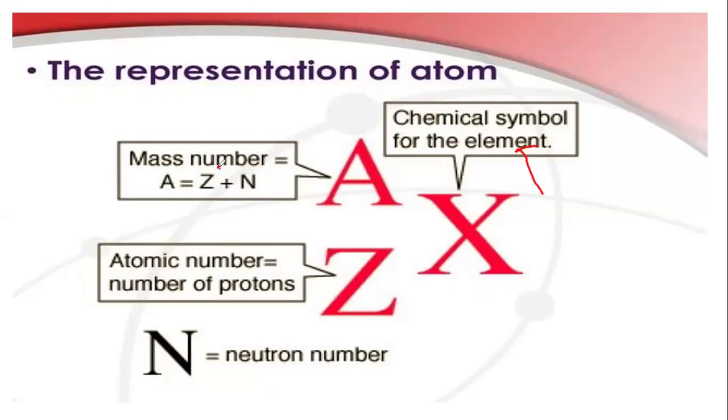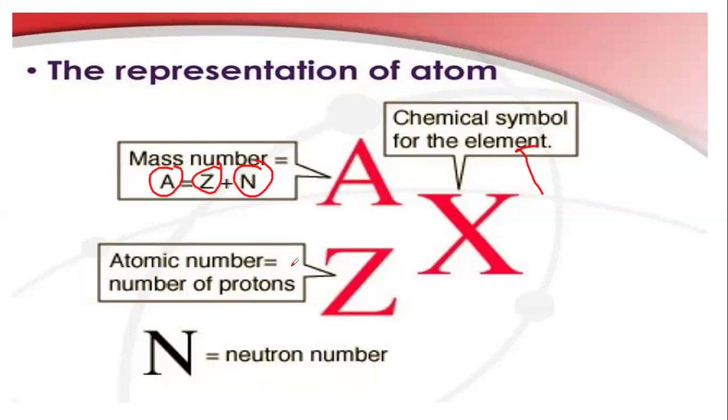Okay, so the proton number is represented by the letter Z, the neutron number by the letter N, and the mass number is represented by the letter A. I'm sure you remember this from the isotopes. And then the Z, which is down here as the subscript, represents the number of what?